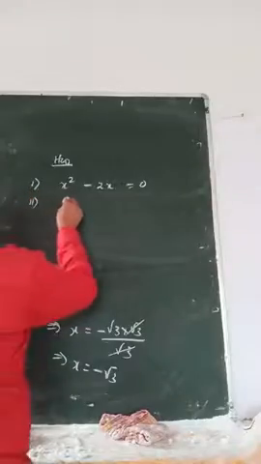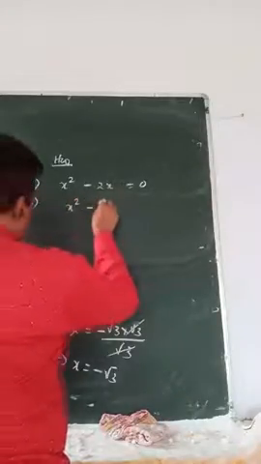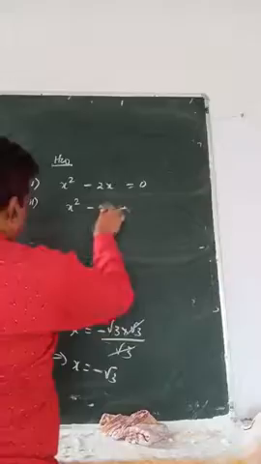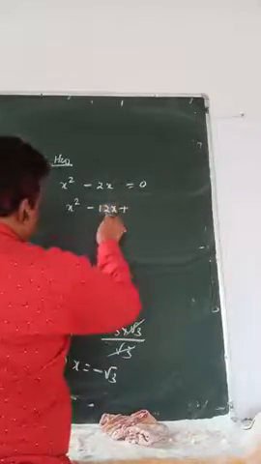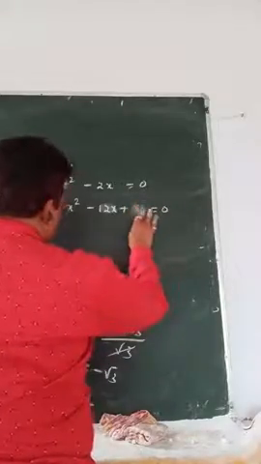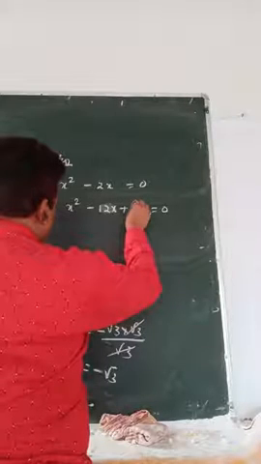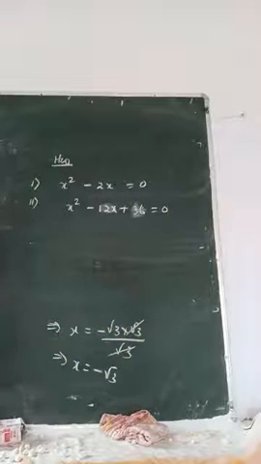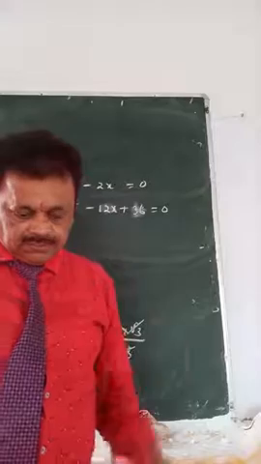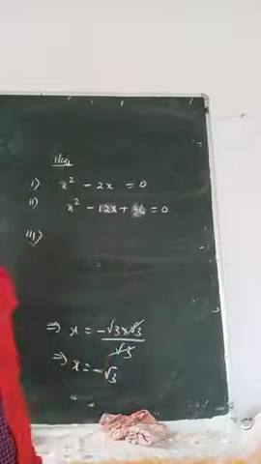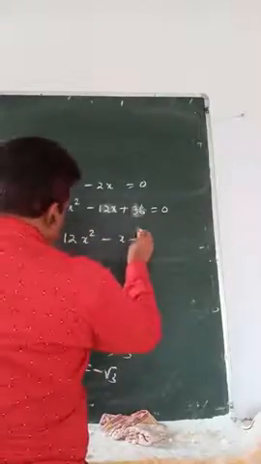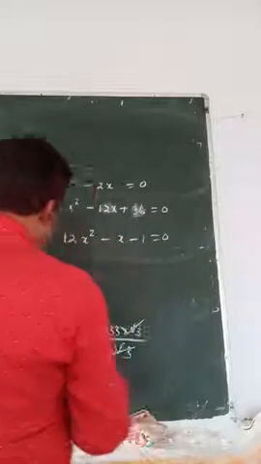Second: x square minus 8x plus 12x... 36 plus 5... 36 equals 0. Third is 12x square minus x minus 1 is 0. 12x square minus x minus 1 is 0. You try to do how we will do it.